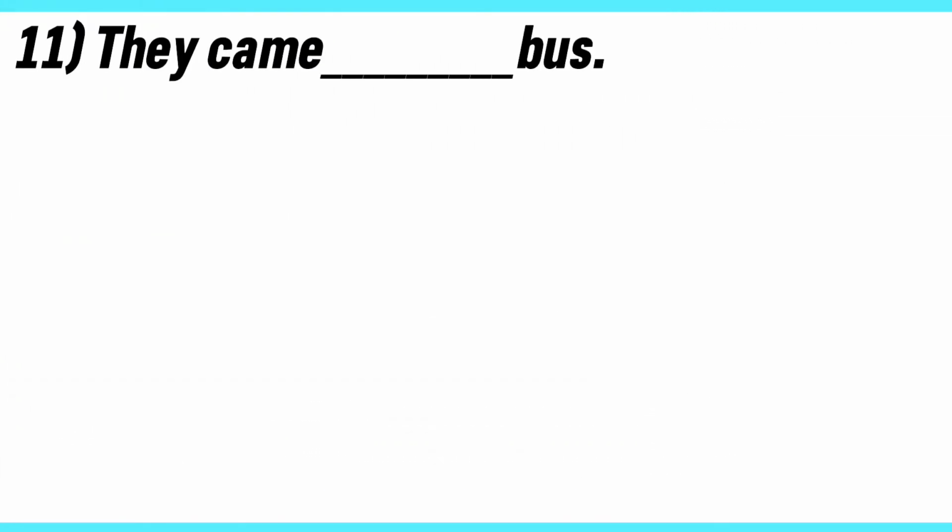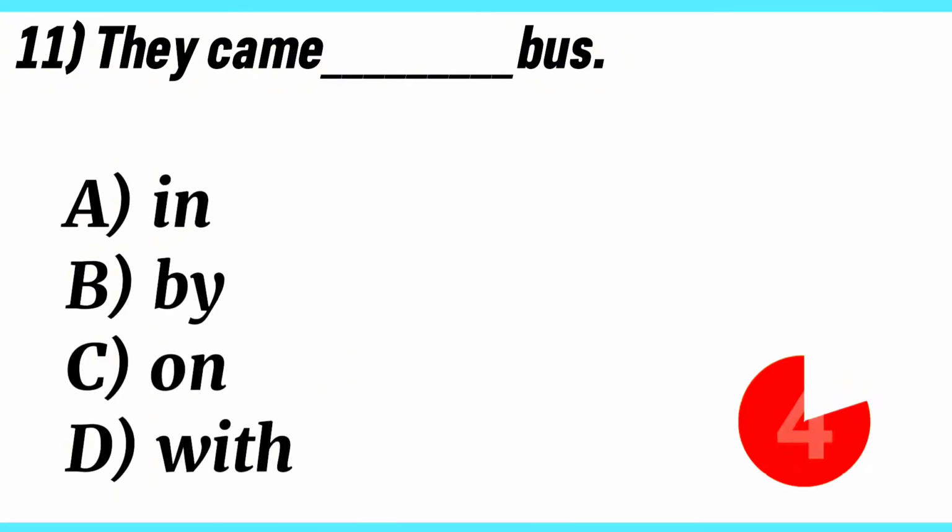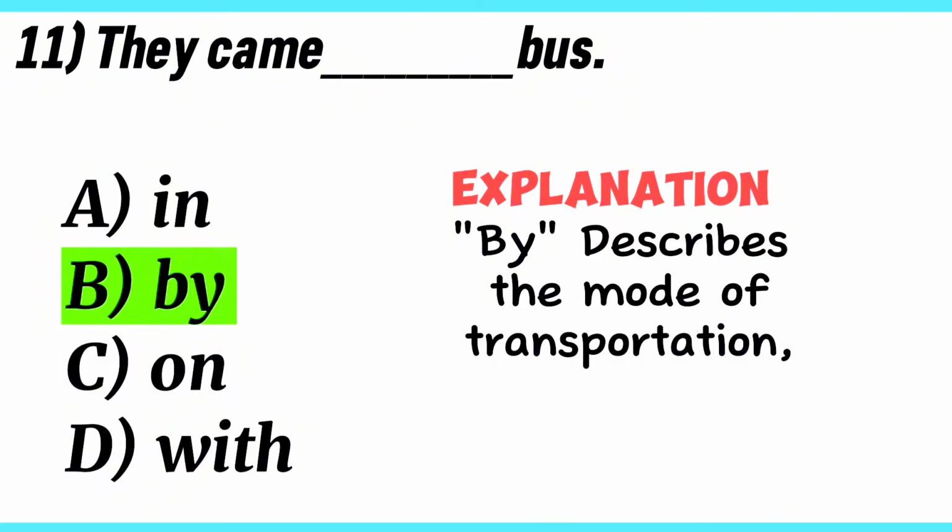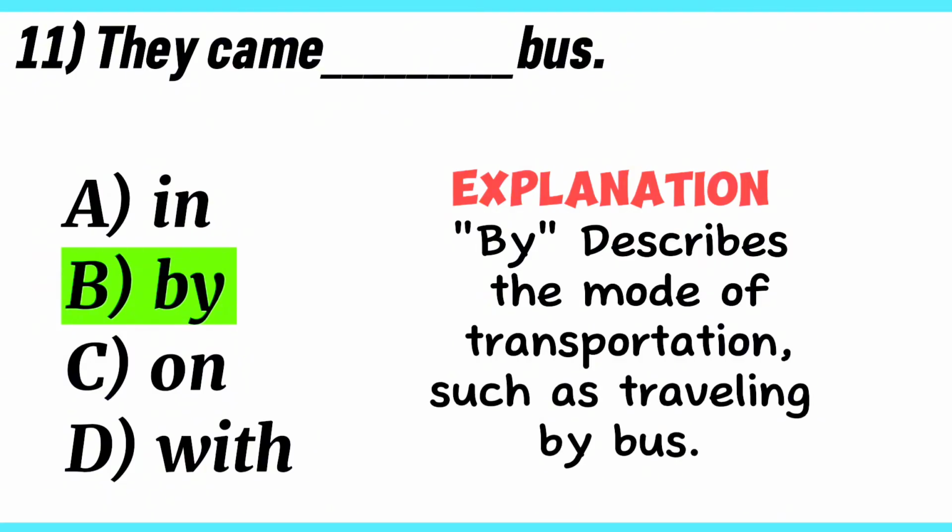They came dash bus. The correct answer is option B, by. Explanation: by describes the mode of transportation, such as traveling by bus.